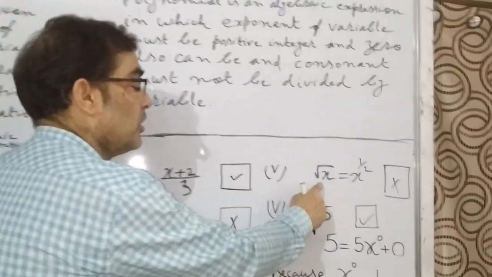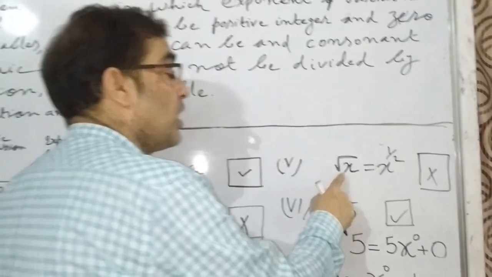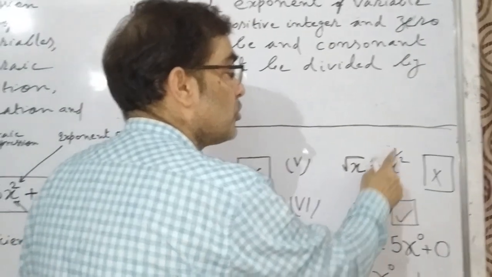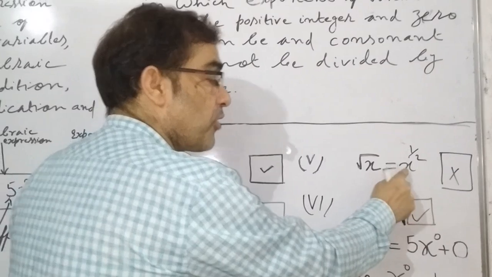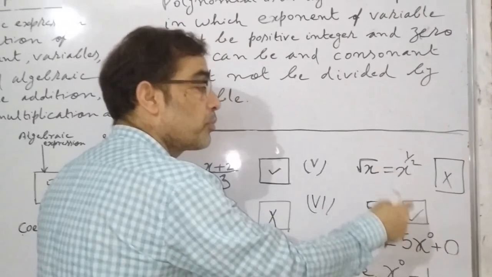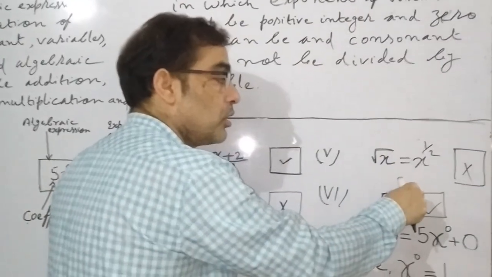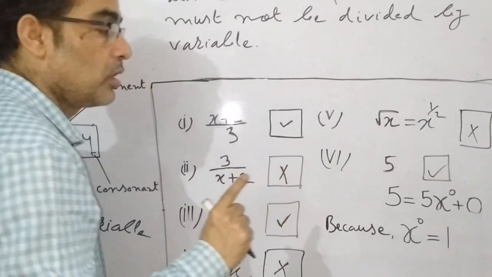And here you will see root x. Is root x a polynomial? No. It is not a polynomial. Why? Because the value of root x is equal to x to the power half. And here you will see the power of variable x is 1 by 2, and 1 by 2 is not a positive integer, it is a fraction. So root x will not be a polynomial.